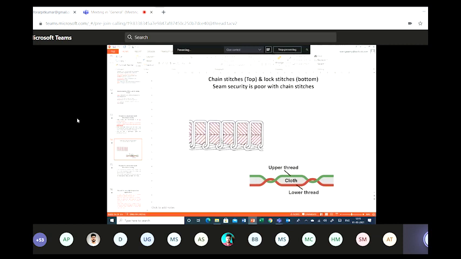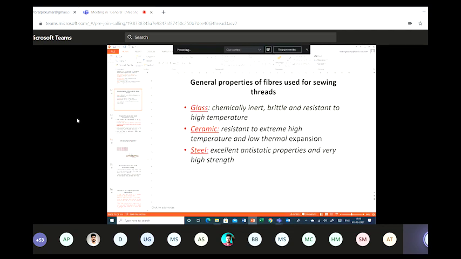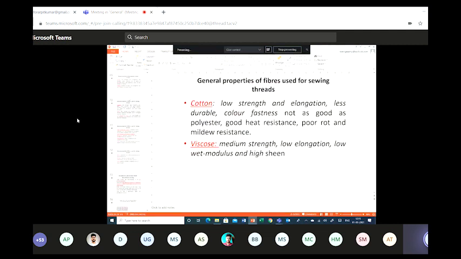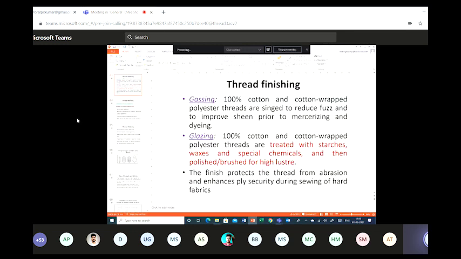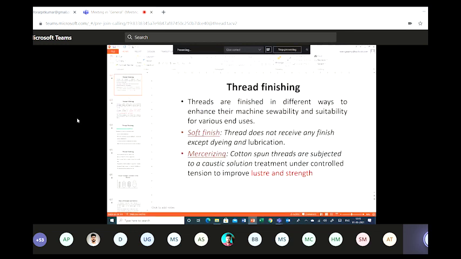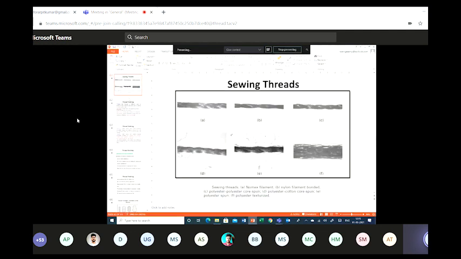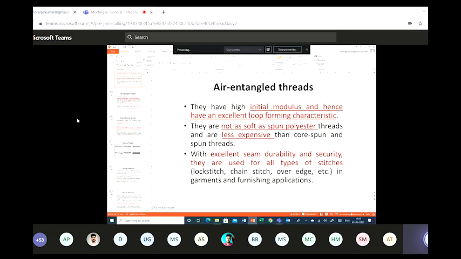When the thread is cut somewhere along the stitch line, the stitch can be easily pulled out. If it can be easily pulled out, then it is called extremely low seam security. If it is not possible to undo the seam or undo the stitch, then you call it better seam security. So these air entangled threads have better seam security because they have surface loops, and they give better friction between the threads themselves and also between the thread and the fabric yarns.